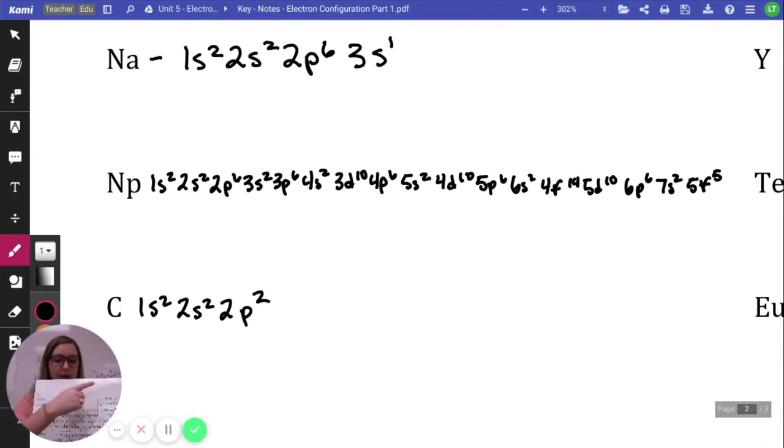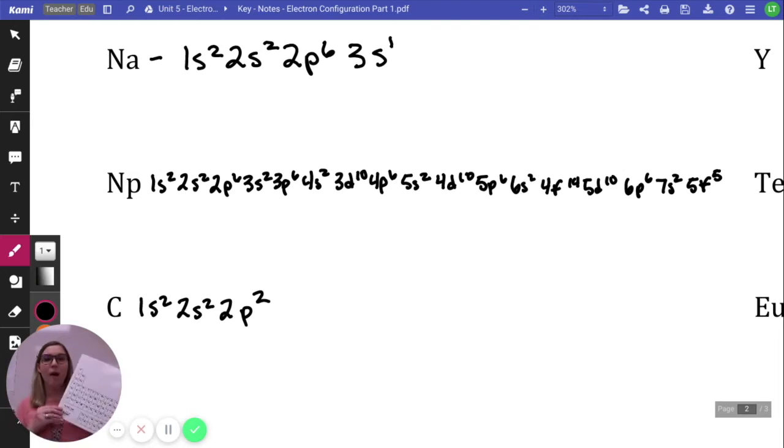So for neptunium we have 1s2, 2s2, 2p6, 3s2, 3p6, 4s2, and then remember, the D is down 1, 3D10, 4P6, 5S2, 4D10, 5P6, 6S2, and then we go down to our F, 4F14, 5D10, 6D10, 6P6, 7S2, and then we come down to our F sublevel and we have 5F5 because we crossed 5 boxes in our F sublevel. All right, so that's neptunium.